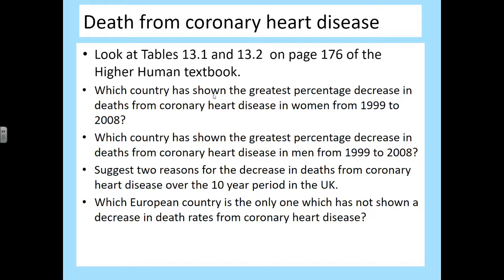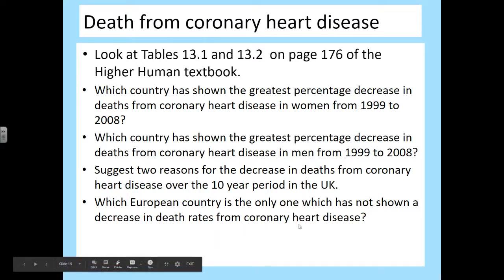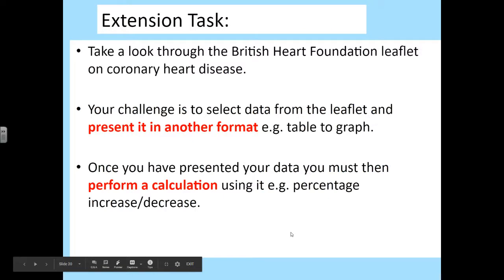What countries have shown the greatest percentage decrease in deaths from coronary heart disease in women from 1999 to 2008? What country has shown the greatest percentage decrease in deaths from coronary heart disease in men from 1999 to 2008? Suggest two reasons for the decrease in the deaths from coronary heart disease over the 10-year period. Which European country is the only one which has not shown a decrease in death rates from coronary heart disease?